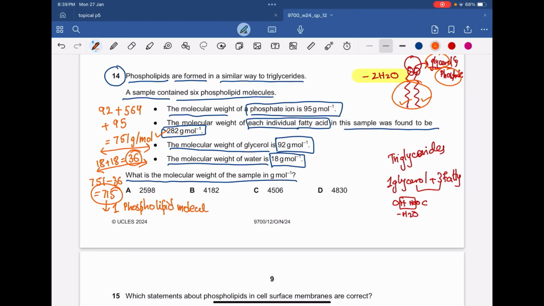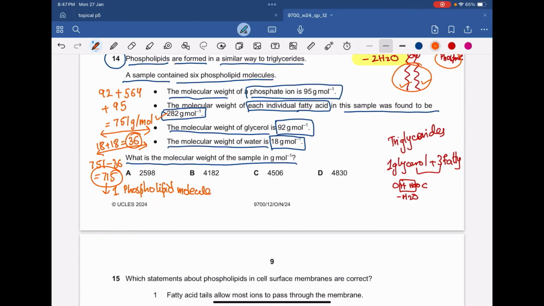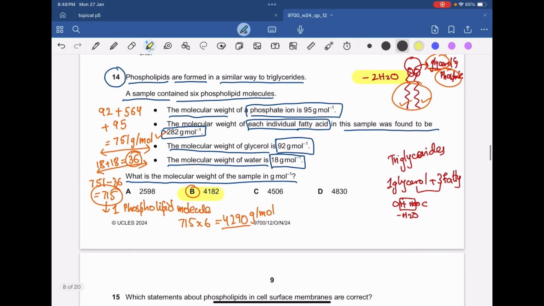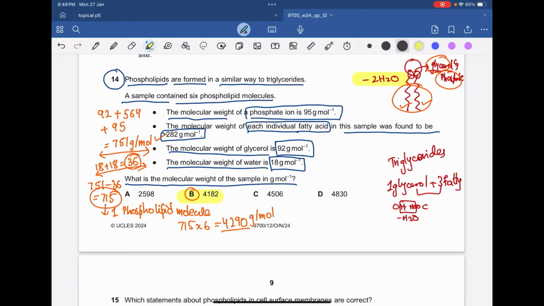And what will be the answer for the six phospholipid molecules? For the six phospholipid molecules, we are going to multiply 715 by 6, and the answer we are going to get is 4290 grams per mole. The closest answer to this is option B, which is 4182. So hence the answer over here would be option B, 4182. I hope that this MCQ is clear to all of you. That was all about the solution of question number 14.